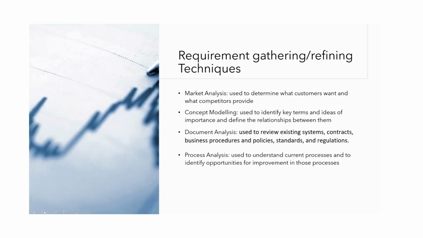Market analysis. It is used to determine what customers want and what competitors provide. Concept modeling. Concept modeling is used to identify key terms and ideas of importance and define the relationships between them. Document analysis. It is used to review existing systems, contracts, business procedures and policies, standards, and regulations. Process analysis. Process analysis is used to understand current processes and to identify opportunities for improvement in those processes.